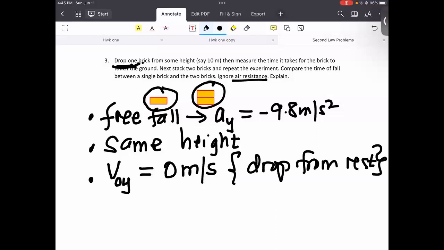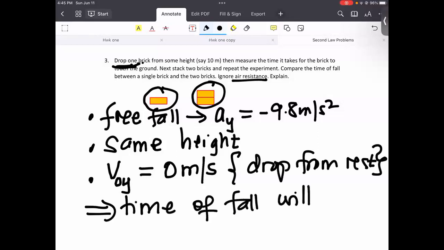With this conclusion, with all this, we can say that the time of fall will be the same. Dropping from the same height, we started from 0 speed, and we accelerate at the same rate. So we can conclude that the time of fall will be the same.